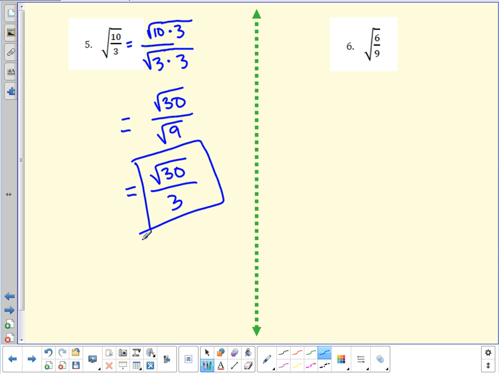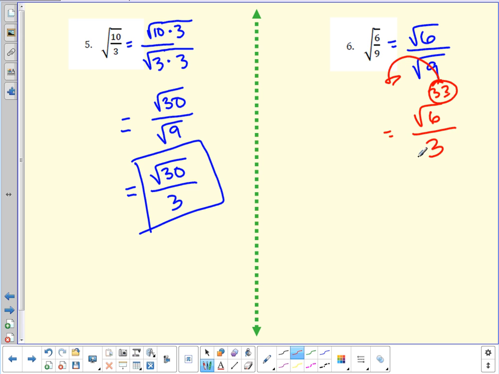Okay. Let's talk about the square root of 6 over 9. The square root of 6 over 9 is the same thing as the square root of 6 divided by the square root of 9. And the nice thing here is 9's already a perfect square. So just make it the square root of 6 divided by 3, because 9 is 3 times 3, and that pair would come out front. So square root of 6 over 3, and there we are.